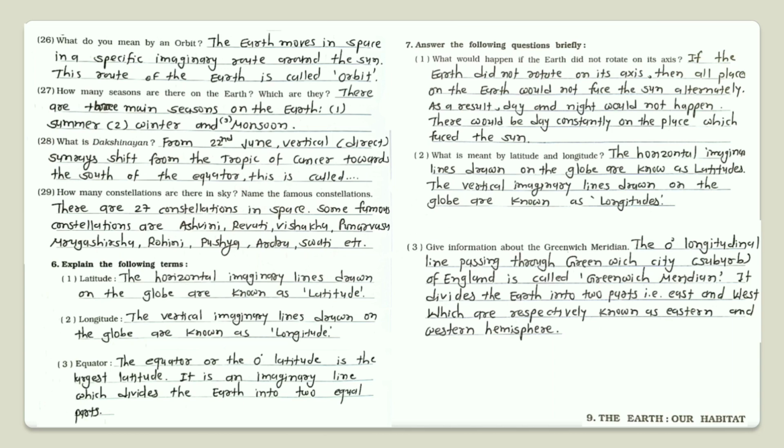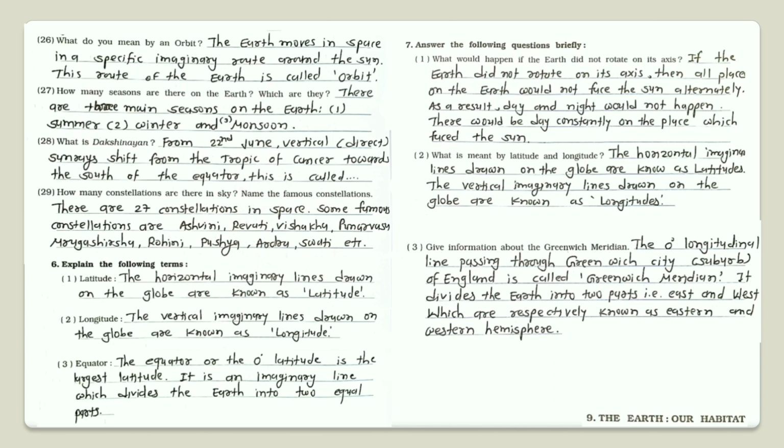29 number. How many constellations are there in the sky? Name the famous constellations. There are 27 constellations in space. Some famous constellations are Ashwini, Revati, Vishakha, Punarvasu, Shishi, Rohini, Pushya, Ardra, Swati, etc.